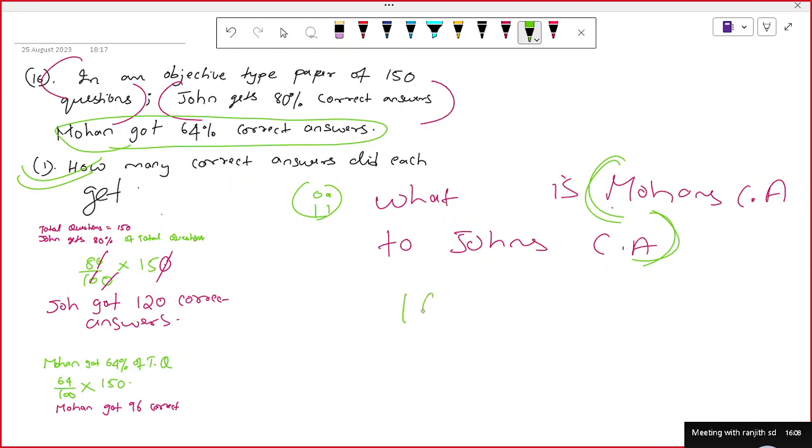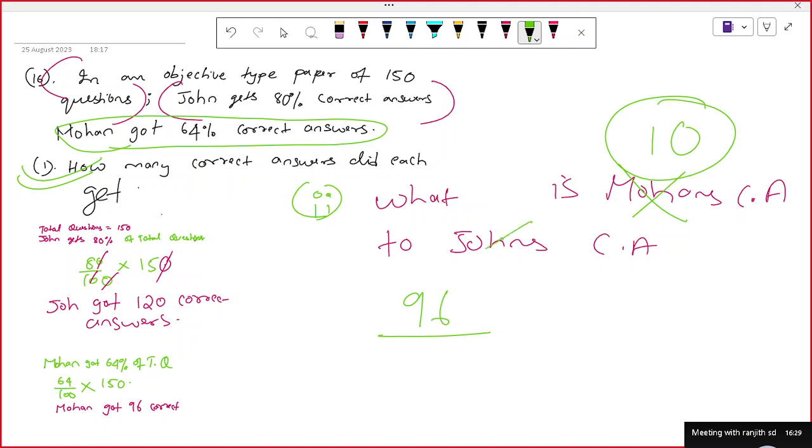Okay, so what is Mohan's correct answer? 96, sorry, not 16. 96 by 120. Mohan's correct answer to John's correct answer. For example, instead of Mohan, just assume you have scored 10 correct answers out of 100. So what is the fraction? 10 out of 100, so 10 divided by 100. This is what they have asked. They have compared Mohan's with John's. So Mohan becomes the numerator, divided by John, who is the denominator. John's value is the denominator. 96 divided by 120.